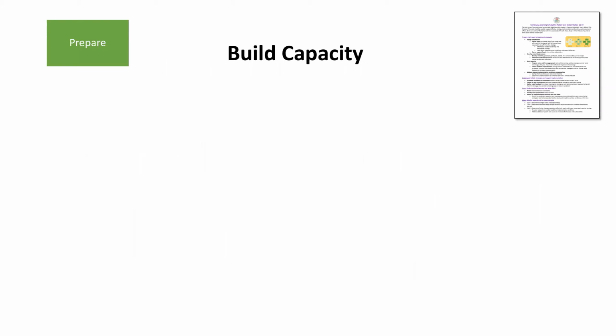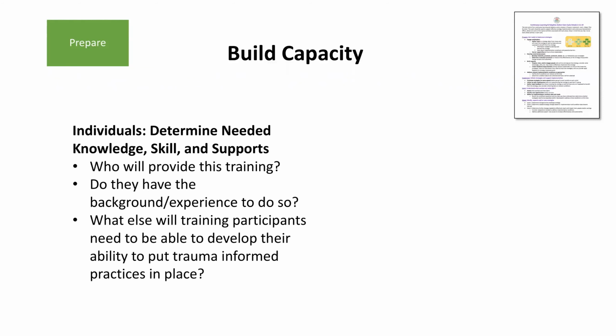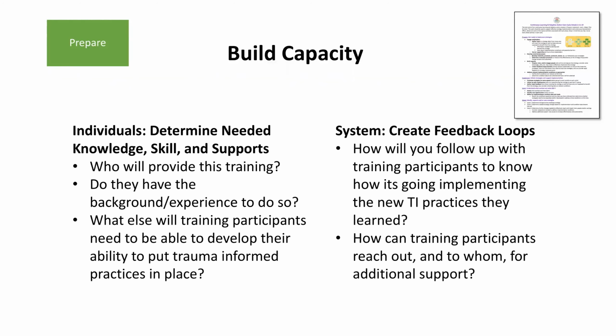Another area of work when you think about preparing is around building capacity. And this one can be a little more nebulous depending on what your strategy is. But we want to first think about individuals, right? And so what is the needed knowledge, skills, and supports that are needed? Who will provide the training? Do they have the background experience to do so? What else will training participants need to be able to do to develop their ability to put trauma-informed practices in place? So we also then want to turn our focus to the system.